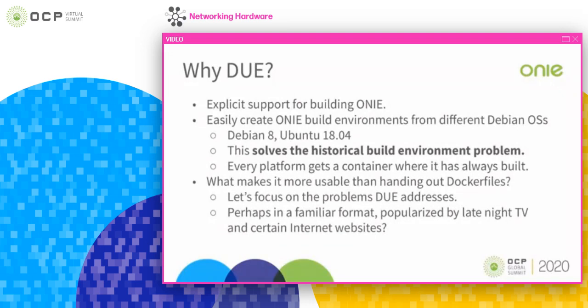First off, we can easily create ONIE building environments from different Debian operating systems. So Debian 8 or even Ubuntu 18, it's easy enough to create them with this tool, which solves a historical build environment problem. Every platform gets a container where it's always built.